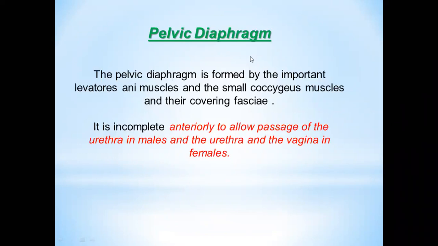The pelvic diaphragm is formed by two important muscles. What are those muscles? The first one is the levator ani muscle, and another one is the small coccygeus muscle, and its covering fascia. Now this pelvic diaphragm is incomplete anteriorly to allow the passage of the urethra in males, and in females it allows the passage of the urethra and vagina.